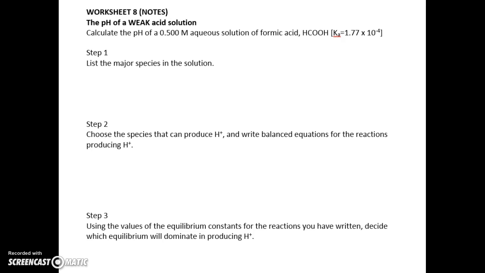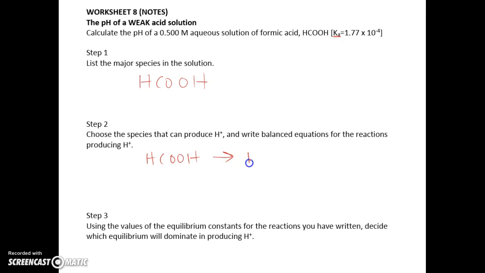This is the acid that you find in red ants. The formula is HCOOH, and the Ka is given to us at 1.77 times 10 to the minus fourth. So we need to list the major species. As always, water is there, but really what we're looking at is the formic acid. We need to choose the species that can produce H+, and write balanced equations for the reactions producing H+. Again, we're starting simple. There's just one thing. It's the only thing producing H+.